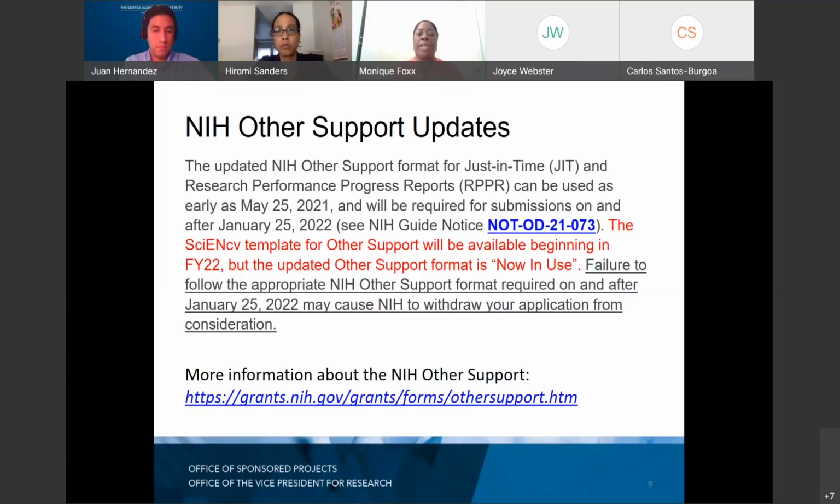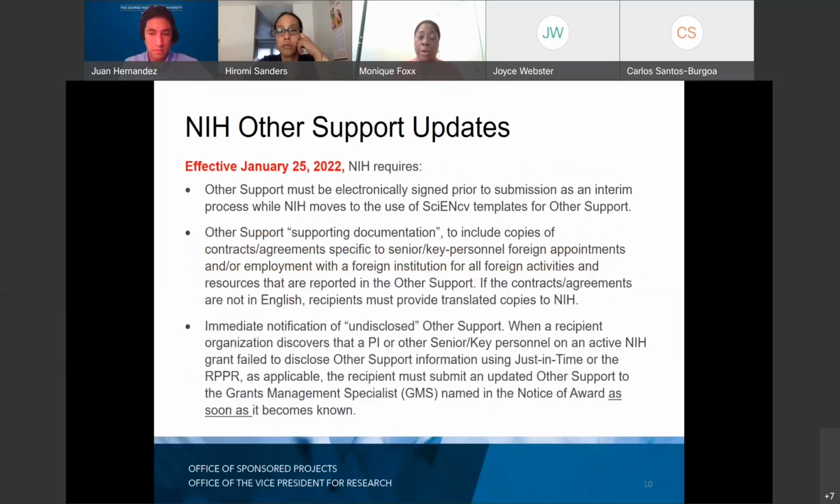Again, there's a grace period. Failure to follow the appropriate NIH Other Support format required on and after January 25th, 2022 may cause NIH to withdraw your application from consideration. And here we have a link with more information about the NIH Other Support.